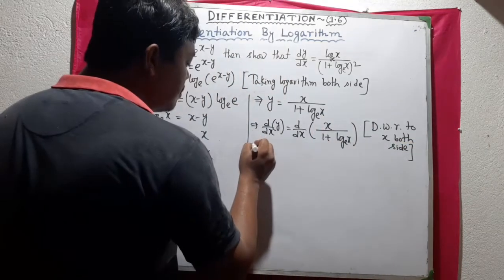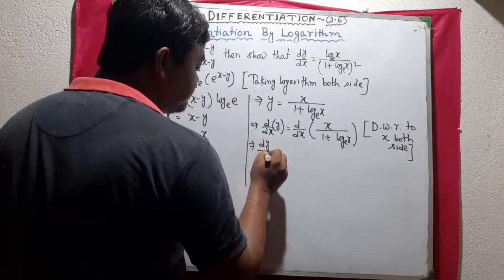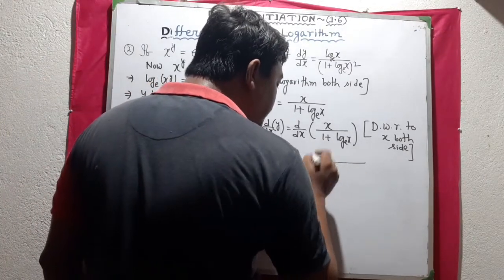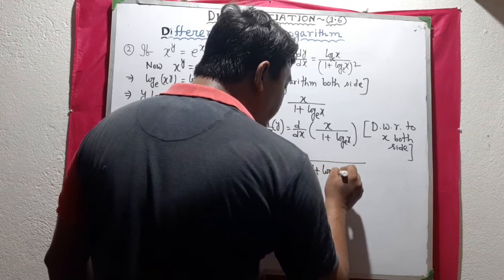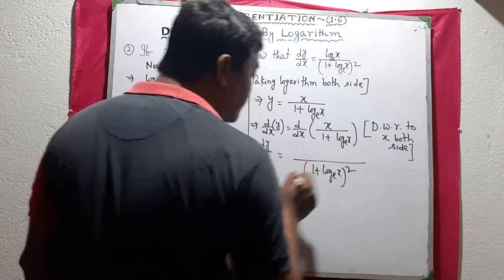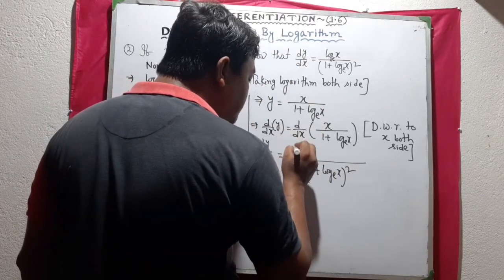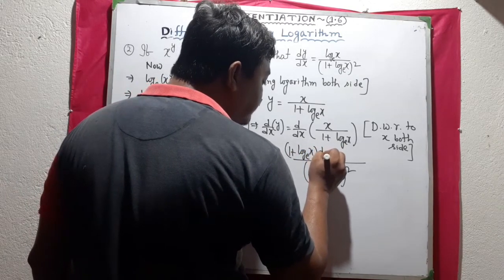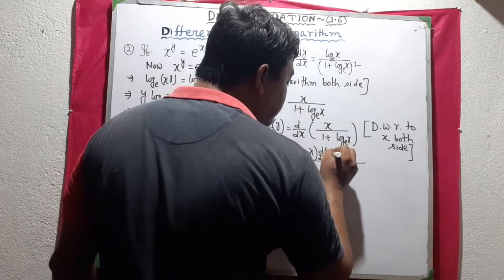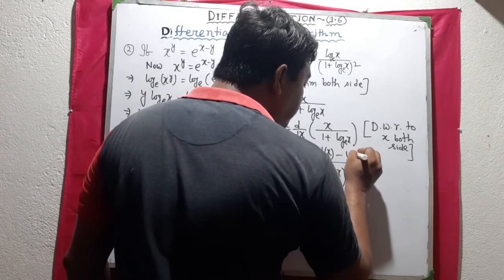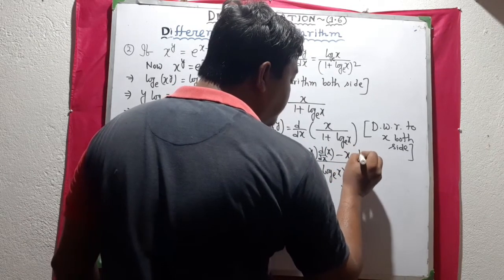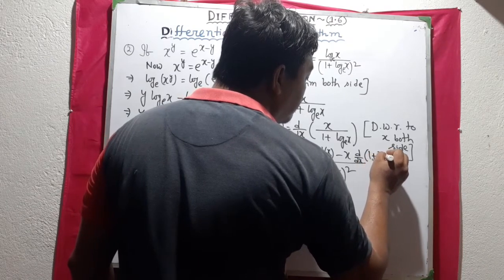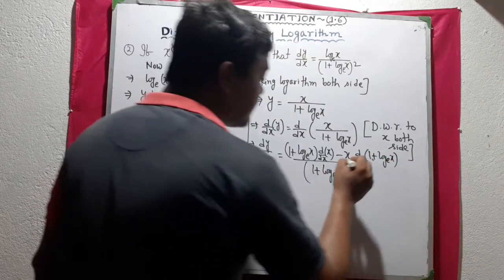Okay. So that gives dy/dx, this is of the form u by v. So the formula is v squared, here v equals (1 plus log x base e) whole squared, v into du/dx, so (1 plus log x base e) into d/dx of x, minus u into d/dx of, sorry, u here, u equals x, d/dx of (1 plus log x base e). Okay.